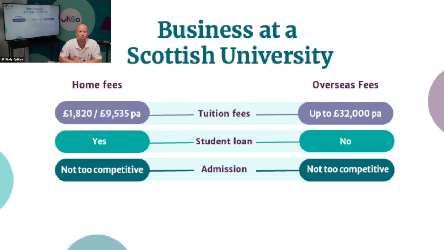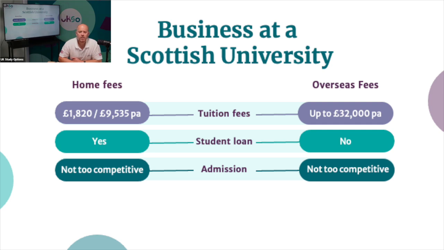Another quick tip here, when applying to undergraduate degrees in Scotland, do check the duration of the course. Some courses in Scotland can be 4 years in length, so really important not to get caught out for budgeting purposes.